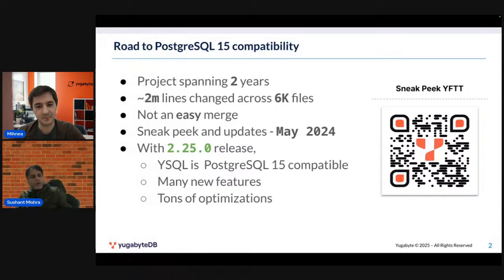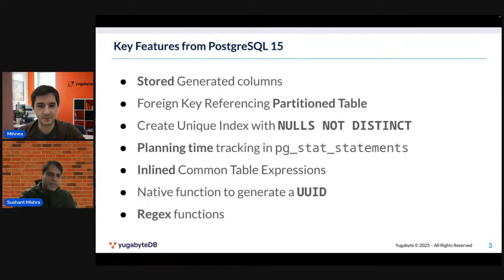Previously, last year in May, we provided a sneak peek and updates on where we are in that journey and talked about many of the features. The QR code links to that previous YFTT talk. So just reiterating the point that YSQL is now Postgres 15 compatible with the 2.25 release. It has tons of new features, tons of new optimizations. Today we will cover some of those features. There are many more in the list. Some of the other ones are also referenced later in the slides as a summary. Please engage us on our community Slack channels if you have further questions about YSQL with Postgres 15.